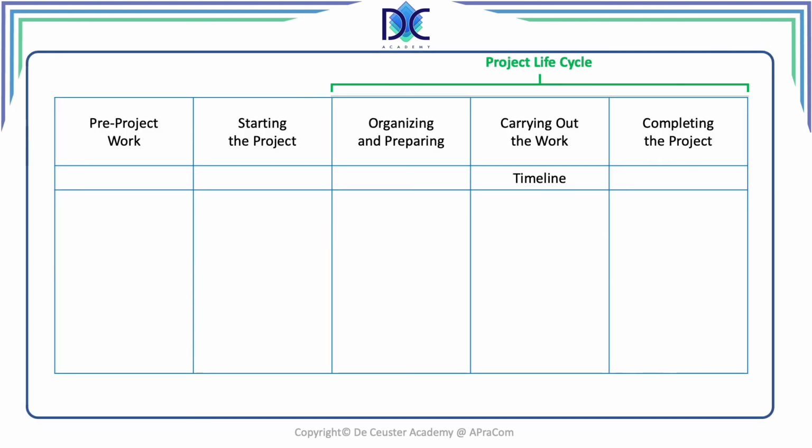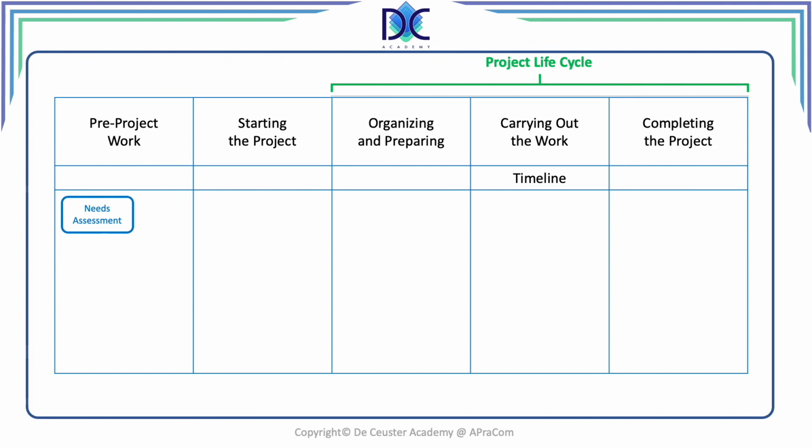Let's have a look how these things look. We have the project life cycle on one side: organizing and preparing, carrying out the work, completing the project, which is a specific timeline. But we also have the pre-project work and starting the project. When we look at pre-project work, first we look at needs assessment. What are the needs that we want to cover? And we will talk later about what's the difference between a need and a solution. It's very important to make a distinction.